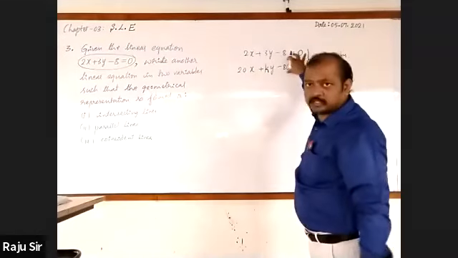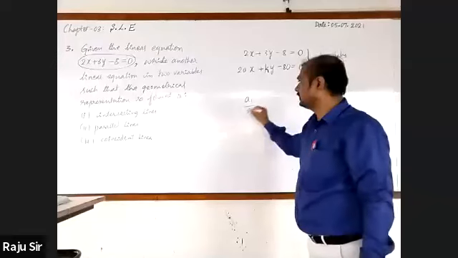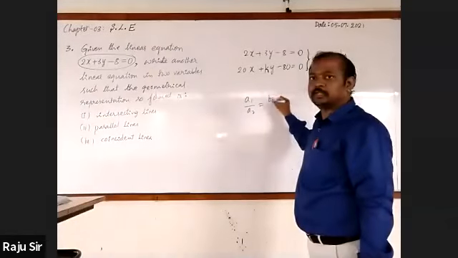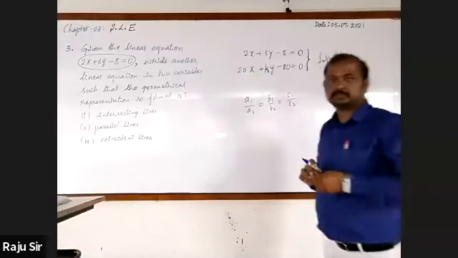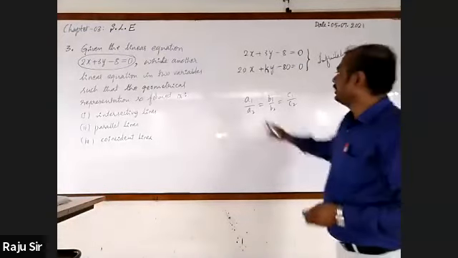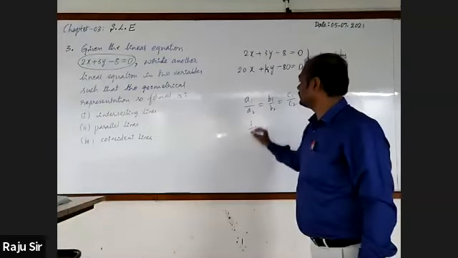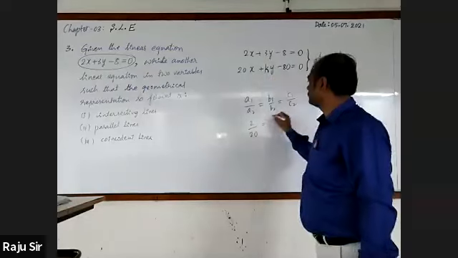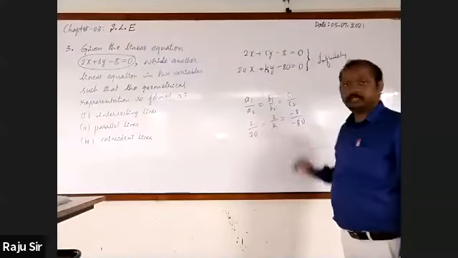As these equations have infinitely many solutions, I write the condition A1 by A2 is equal to B1 by B2 is equal to C1 by C2. Now let me substitute: A1 is 2, A2 is 20. B1 is 3, B2 is K. C1 is minus 8, C2 is minus 80. We want the value of K.